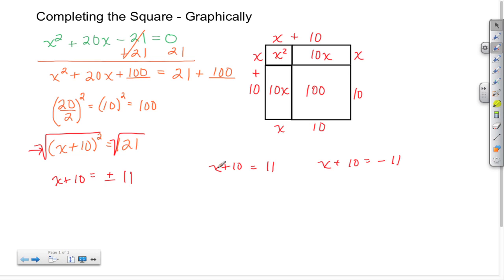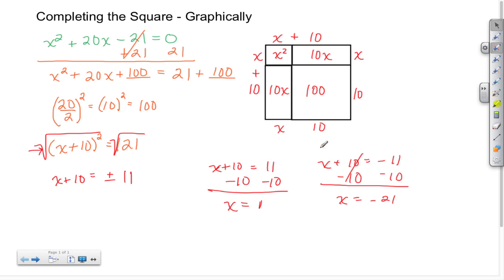Let's start with this equation here on the left-hand side. To get the x by itself, I subtract 10 from both sides. Here I'll come up with the answer of x as being 1. And on the right-hand side, I'm going to subtract 10 again from both sides of the equation. These 10s here cancel, and I'm left with x is equal to negative 21.